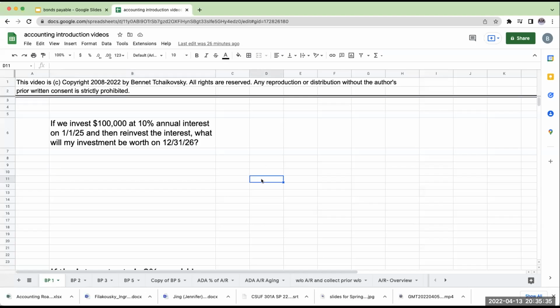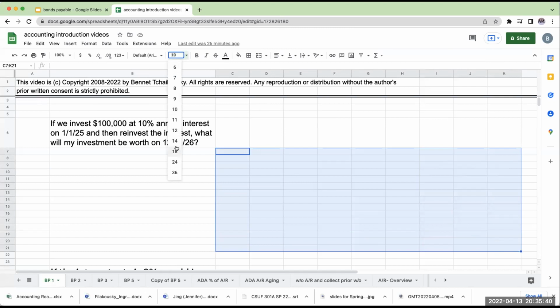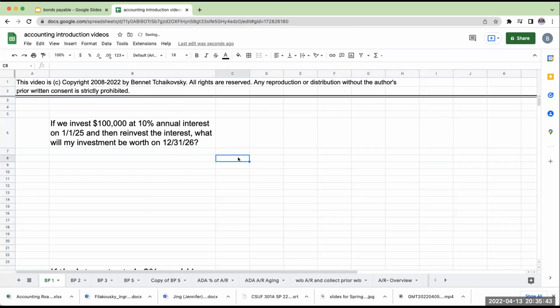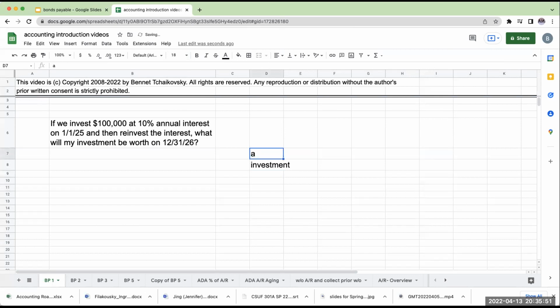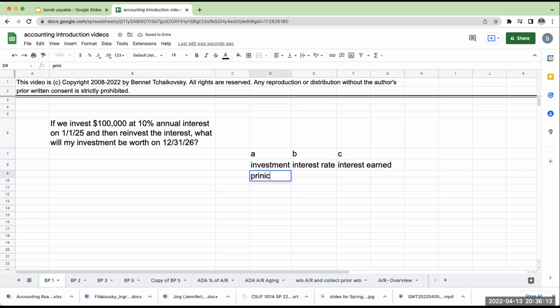Okay, so the whole concept with bonds and present value is: if we invest something today, what is it going to be worth in the future? So my investment amount, we'll call this the letter A, and then B, my interest rate. And if I look over here, my interest earned. Now, instead of investment, we can also call this principal.